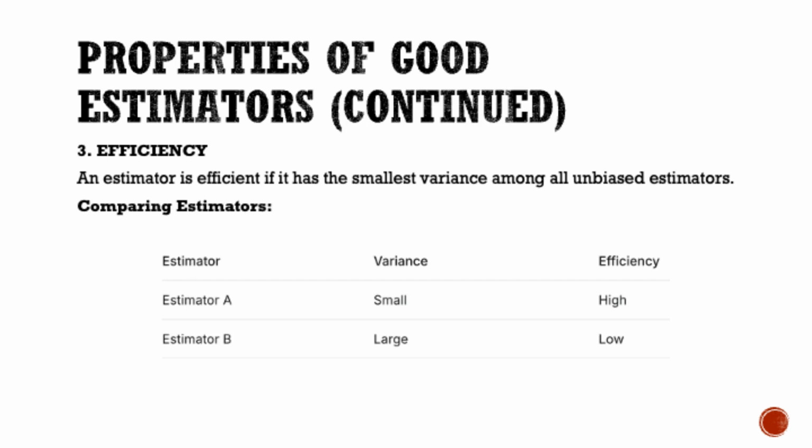Third, efficiency. An estimator is efficient if it has the smallest variance among all unbiased estimators. If we have two unbiased estimators, the one with the smaller variance is more efficient. The table shows that estimator A with small variance is more efficient than estimator B with large variance. In practice, we prefer estimators with higher efficiency because they provide more precise estimates.